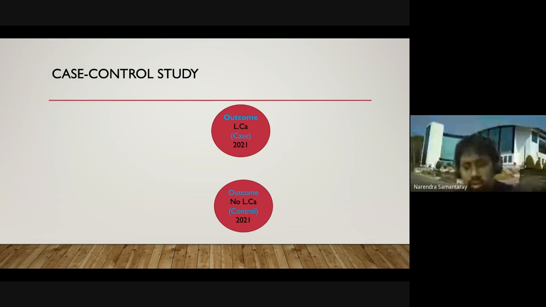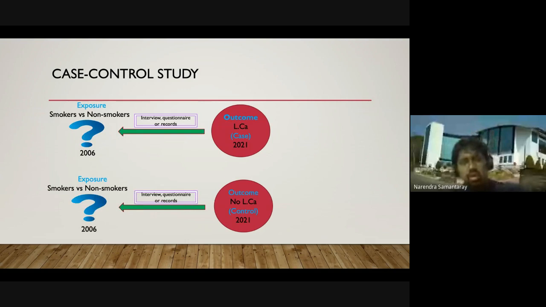Then from there onwards, I'll go back in time. How will I go? Similarly, I ask through various interviews and questionnaires. I'll give questionnaires to them, I'll do certain interviews, or I'll analyze certain records that are already available in the hospital. 15 years back, I'll try to know whether those people have been exposed, whether they had exposure to that substance or not.